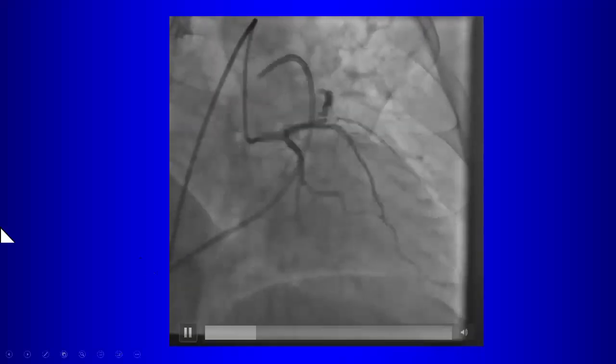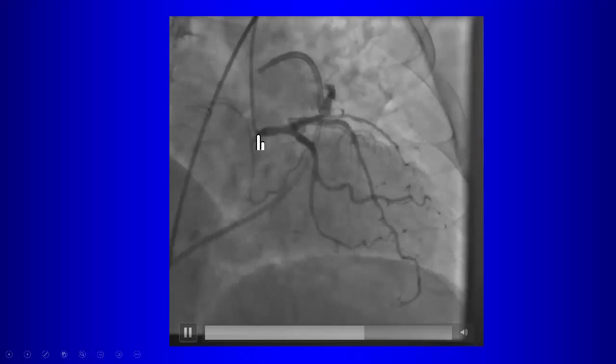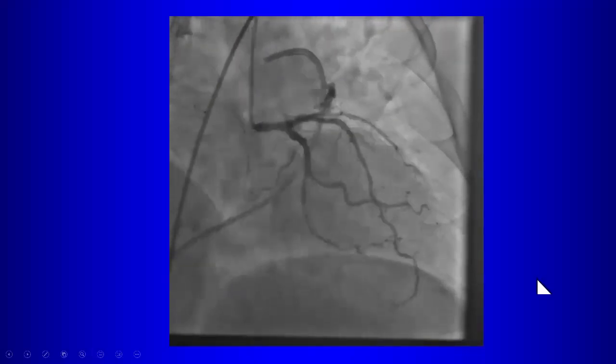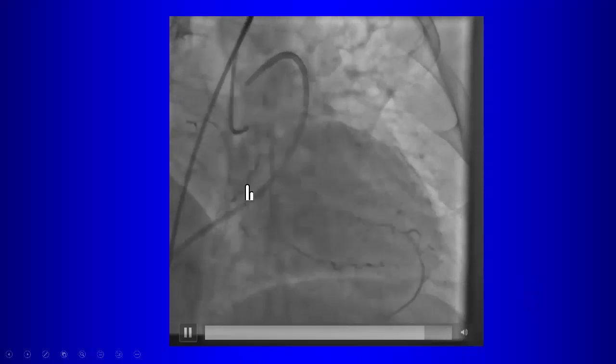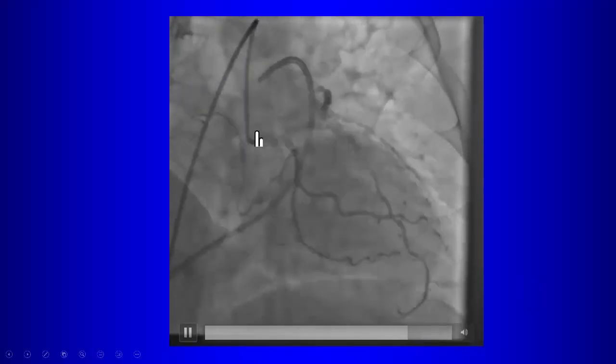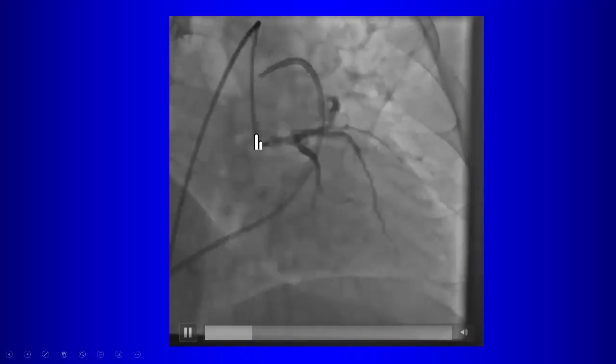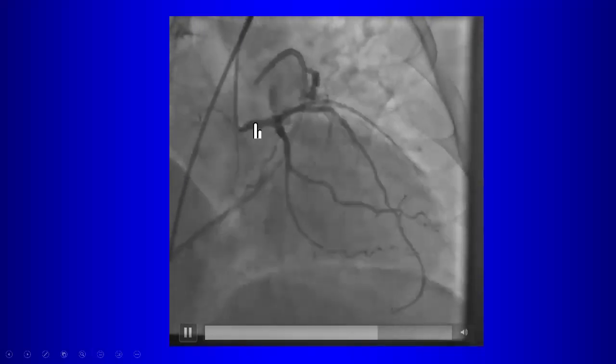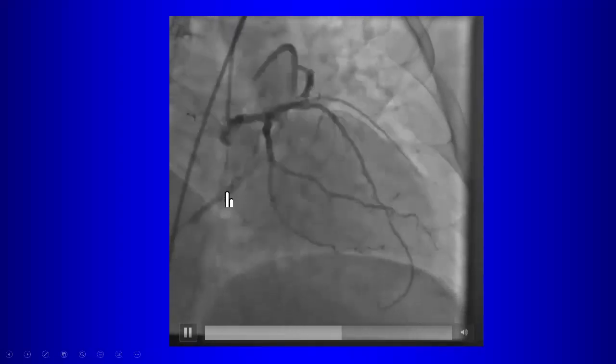Cosmin, so what vessel is being injected here on this coronary angiogram? Is it the circumflex? Well, let's see. This vessel that's being injected is going this way, right? And then it divides into two vessels. So what is this vessel? Left main? Yeah, so the left main there is injected with contrast.